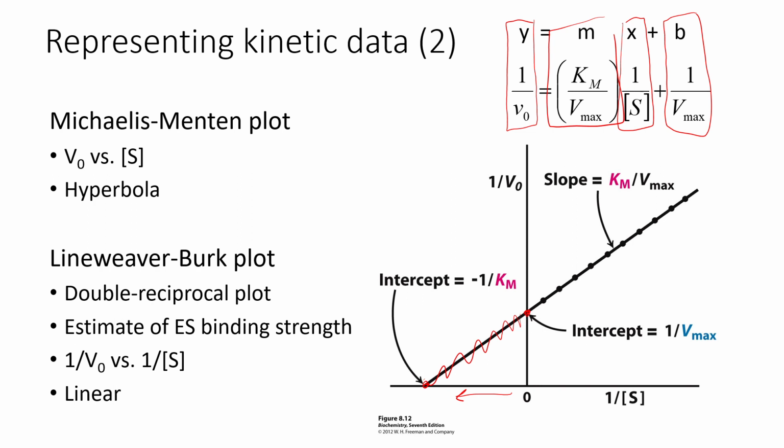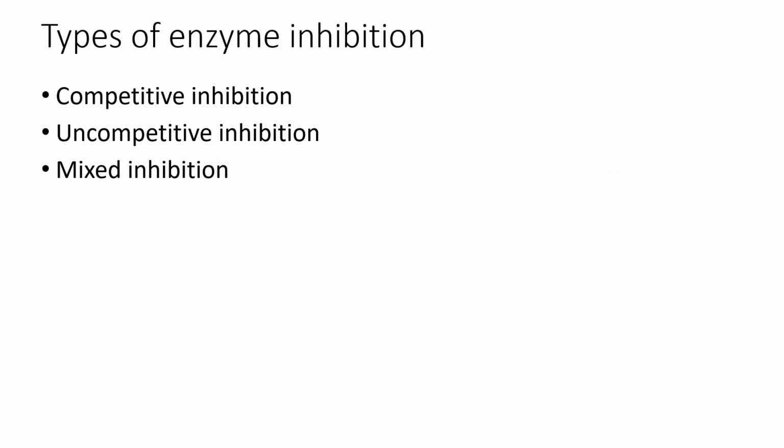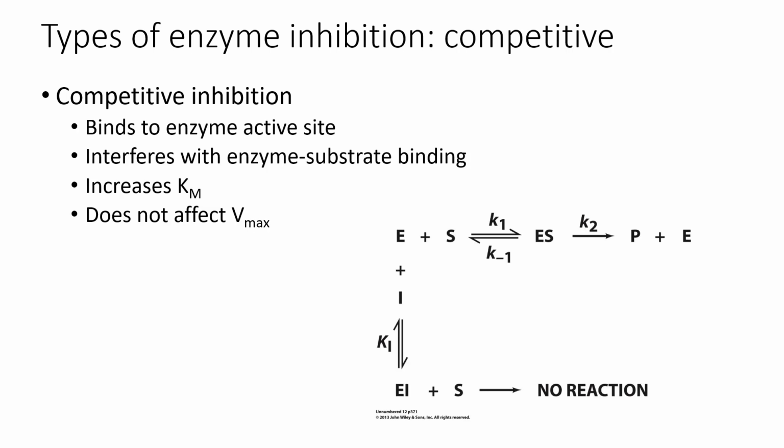So let's start to look more into what this means, or how these values can help us. And we'll do that by looking at 3 different types of enzyme inhibition. And so we'll talk first about competitive, and then uncompetitive, and then finally mixed inhibition. So first we'll start out, like I said, with competitive inhibition. And so competitive inhibition is when we have an inhibitor that's going to bind at the active site of an enzyme.